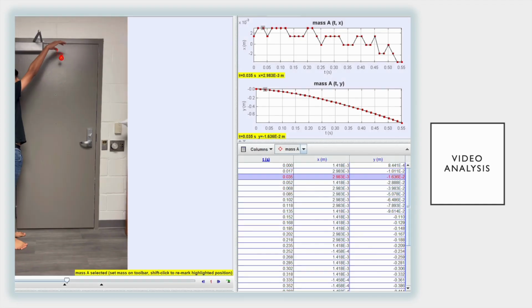This is me tracking the ball. The tracking was done manually.